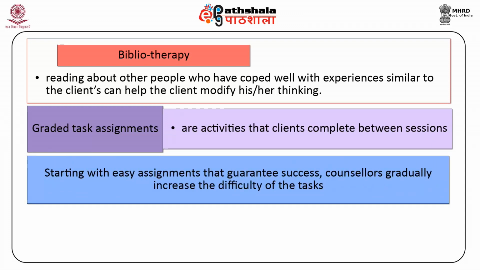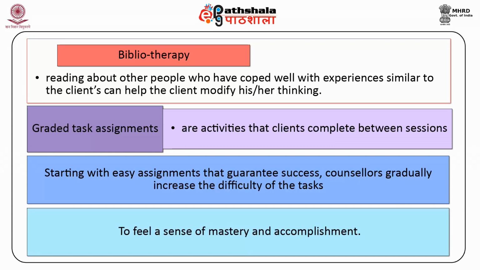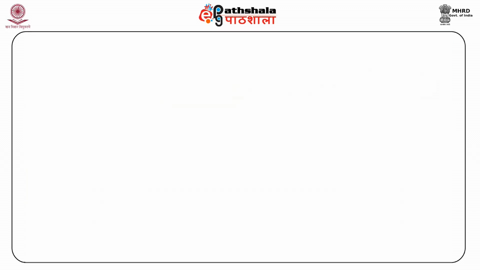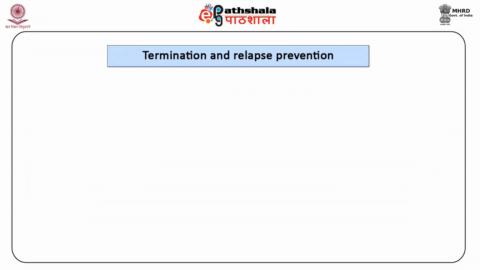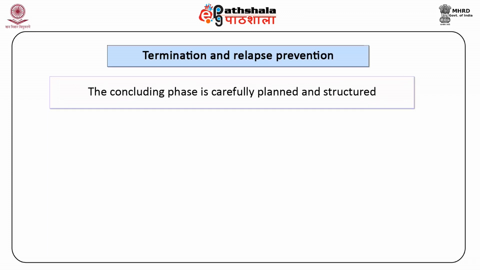Starting with easy assignments that guarantee success, counselors gradually increase the difficulty of the tasks so that clients continue to learn from them and feel a sense of mastery and accomplishment. Termination and relapse prevention. Like the other phases of CT, the concluding phase is carefully planned and structured to help clients successfully apply what they have learned through counseling.